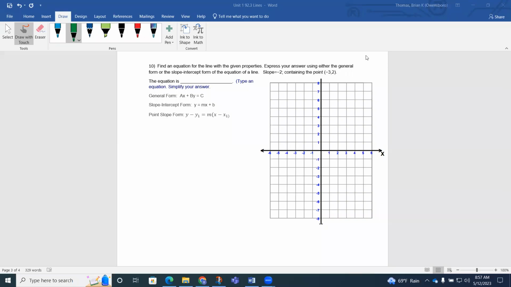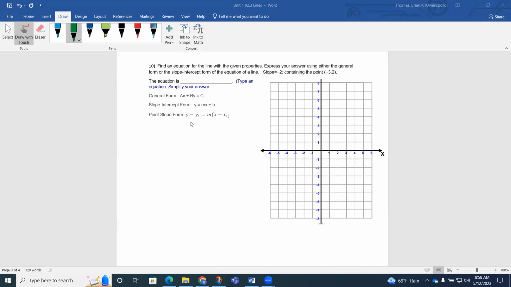So question 10 says find an equation for the line with the given properties. Express your answer using either what's called general form or slope-intercept form of the equation of a line. What's given is the slope is -2, and it's containing the point (-3, 2). In other words, it passes through the point (-3, 2). Again, we want to write the equation, and it's got to be either in general form or slope-intercept form, and the equation's got to be in a simplified form.